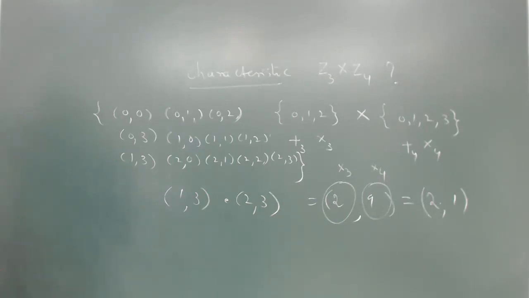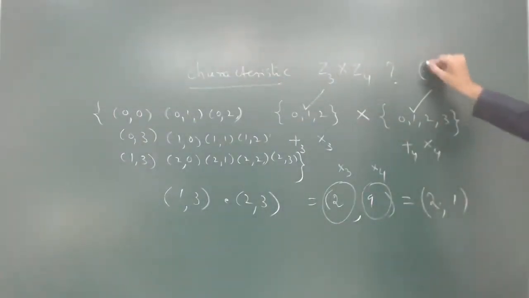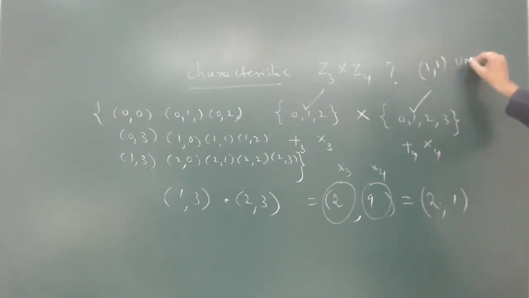So what is the identity element there in the ordered pairs? It is (1, 1). Why? Because in the first set, this is the identity element, and in the second set, this is the identity element. The combination (1, 1) is the unity element. That is a good one. Very nice.